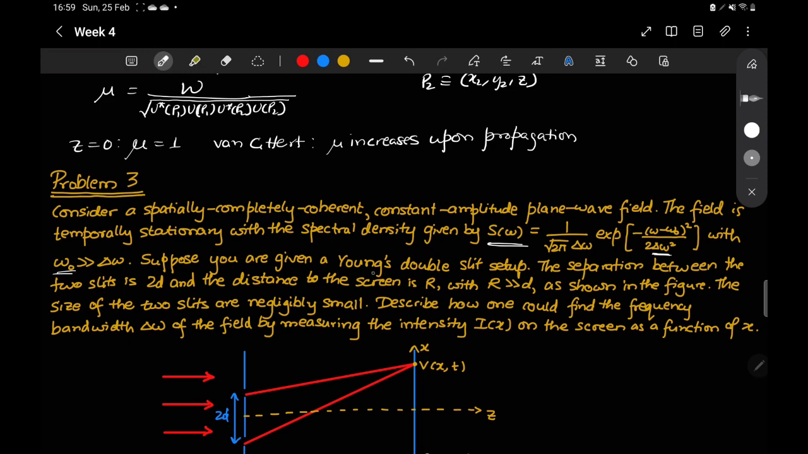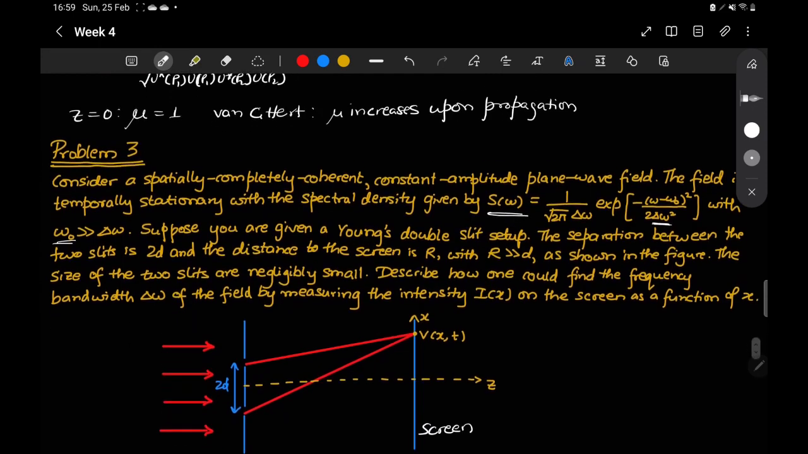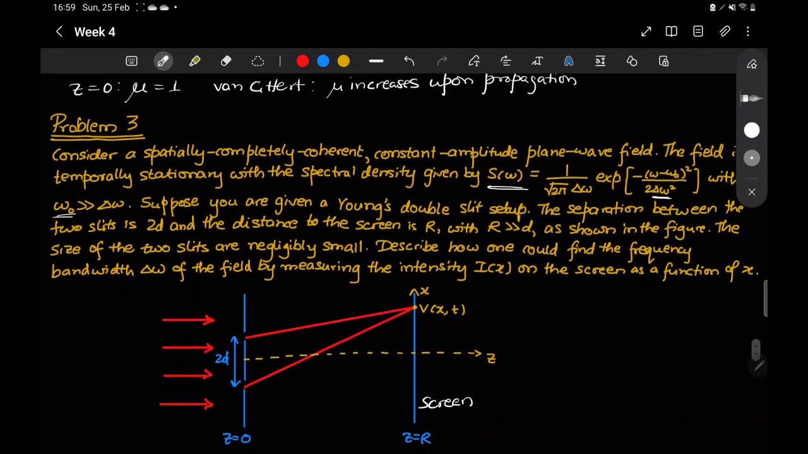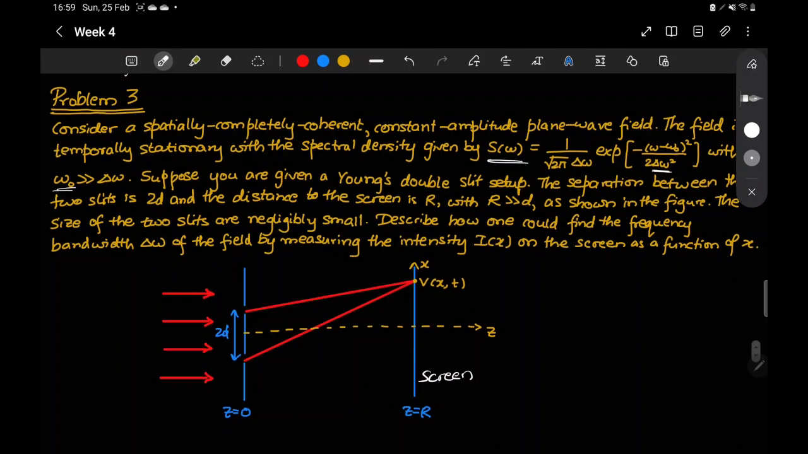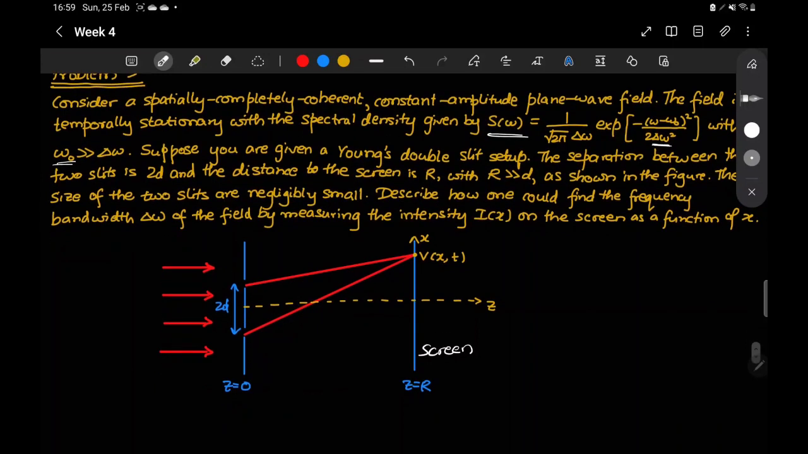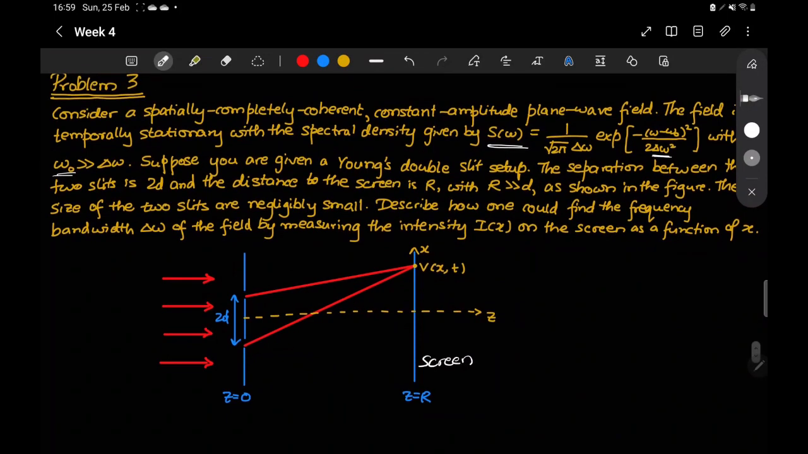Suppose you are given a Young's double slit setup. The separation between the two slits is 2D and the distance to the screen is R, with R much larger than D. As shown in the figure, this is the figure over here for the Young's double slit setup. The size of the two slits are negligibly small. And then describe how one could find the frequency bandwidth delta omega of the field by measuring the intensity I(x) on the screen as a function of x.